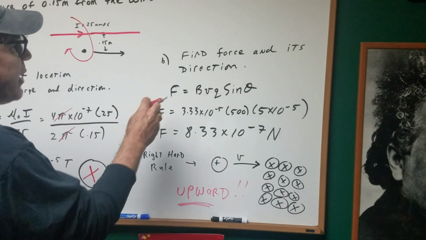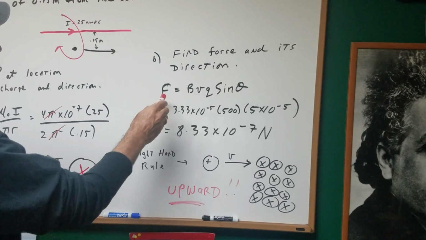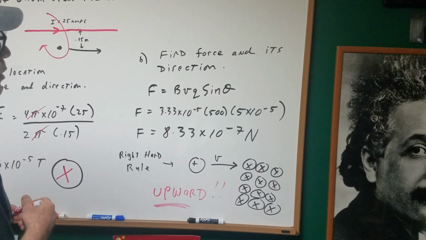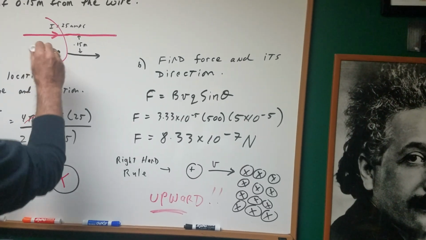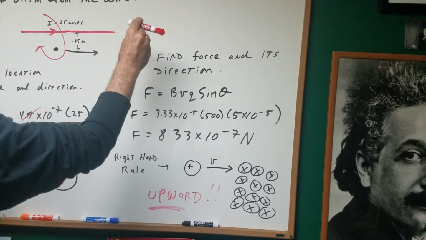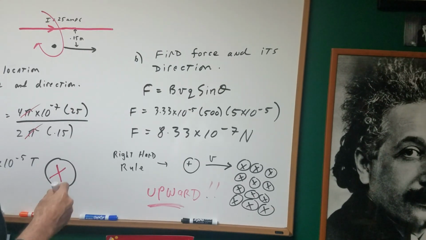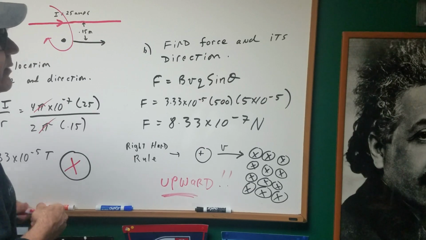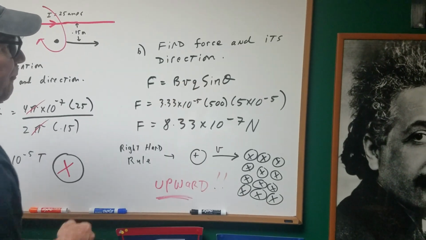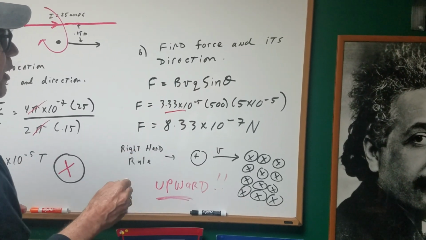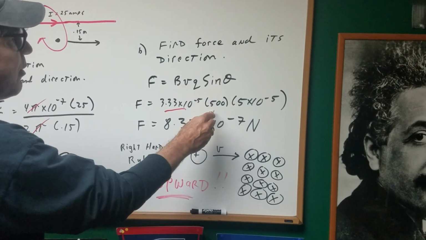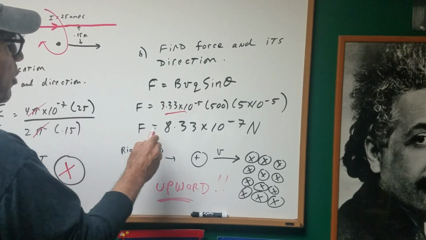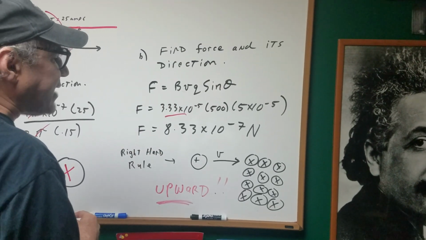Well, how do we relate force and magnetic field? The formula would be force equals B V Q sine theta. First of all, if the field is going in and we have the charge moving in this direction on the x-axis, that's perpendicular, so we're going to deal with 90 degrees. Sine of 90 is 1. So we have the B, which we already calculated, 3.33 times 10 to the minus 5. We know the velocity, and we know Q. And the sine of 90 is 1. So we get 8.33 times 10 to the minus 7 newtons.